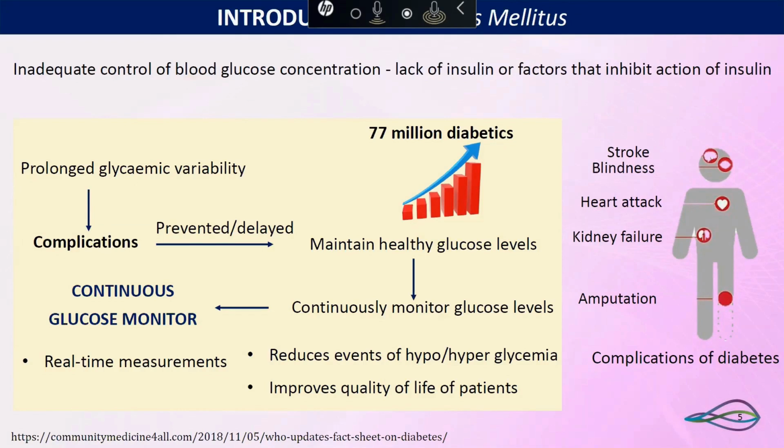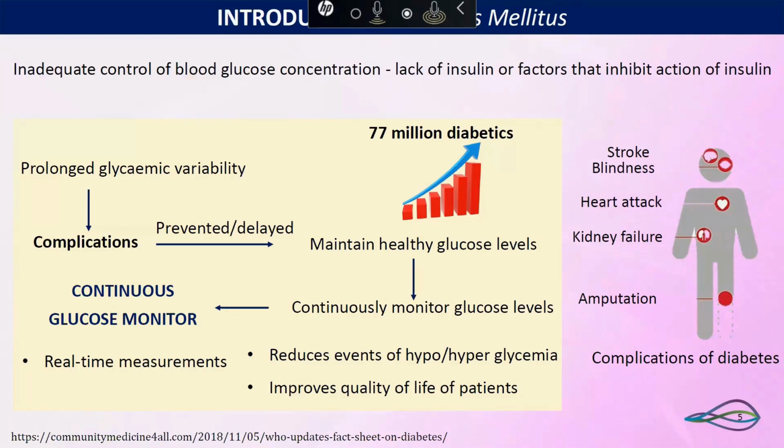So what happens when you have diabetes? Whenever there is prolonged glycemic variability, it can cause complications like stroke, blindness, heart attack, kidney failure, and amputations. There was an image here showing different parts of the body, but I think it's not visible. All these complications result from prolonged glycemic variability.